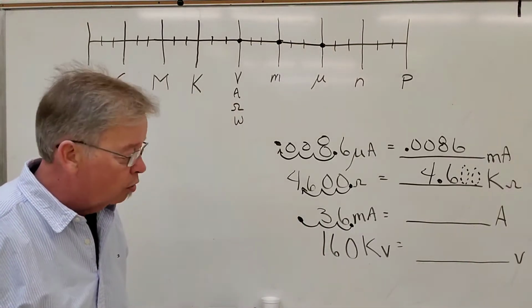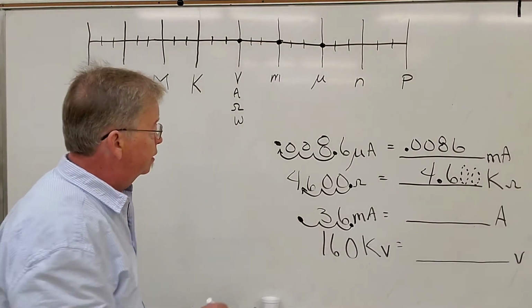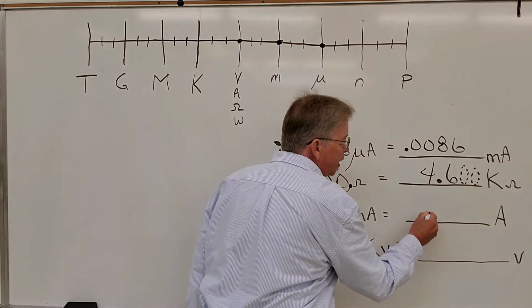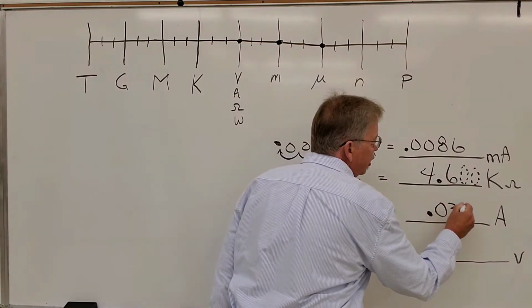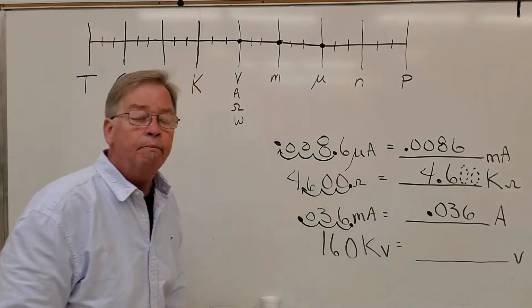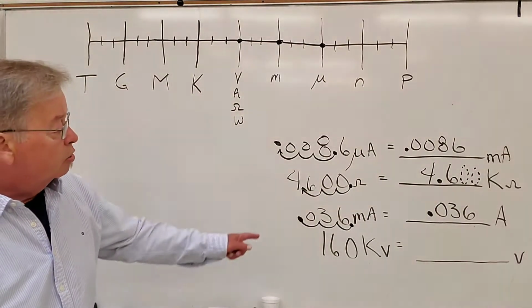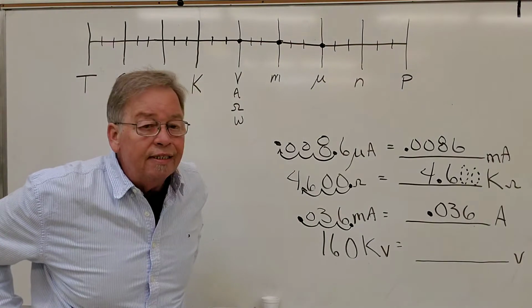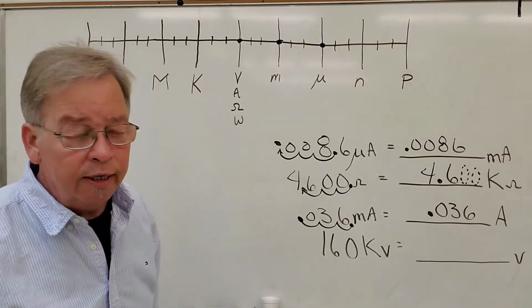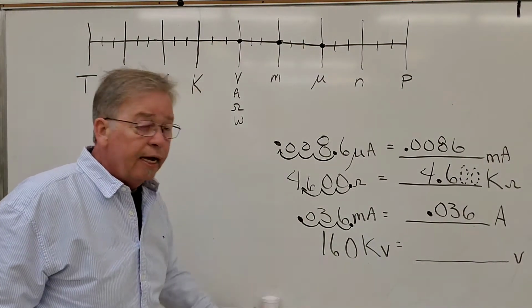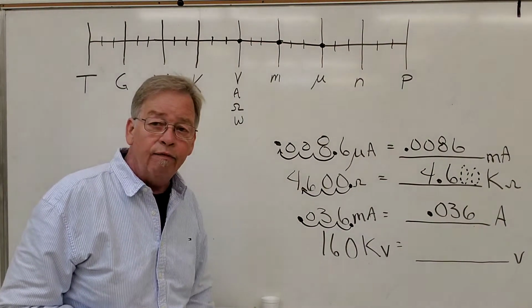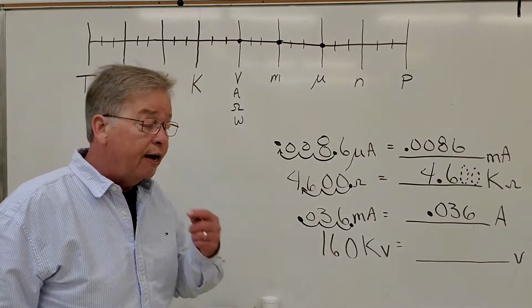What am I going to do? Of course, I'm going to fill it in with a 0. And so I fill in that 0, so it becomes 0.036 amps. So 36 milliamps is only 0.036 amps. And in this last one, we got 160 kilovolts, 160 kV.